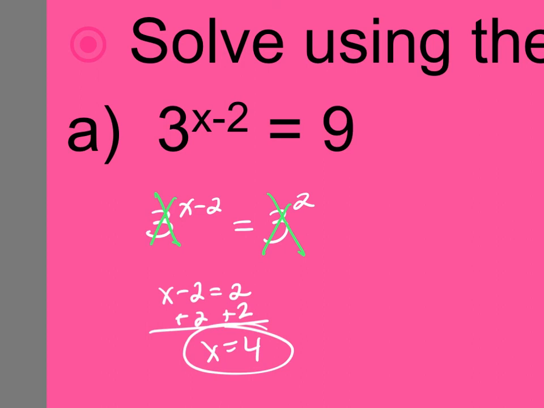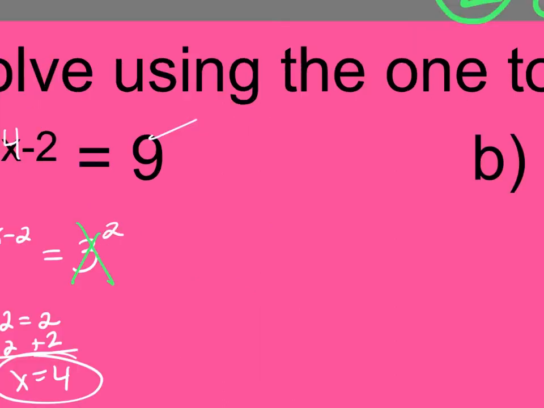So check that. Plug 4 in for x. Whenever you get x equals, you can always plug it back in and check. So what's 4 minus 2? 2. What's 3 to the second power? 9, which is what we want. So our answer would be 4, right? Yep, x equals 4. So come over here to this one.